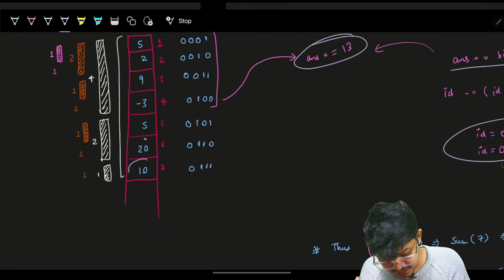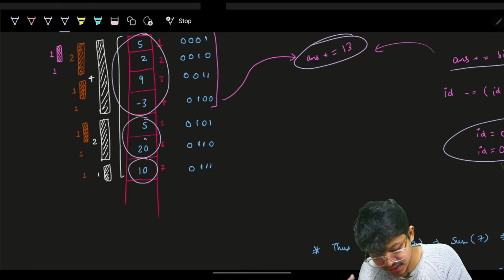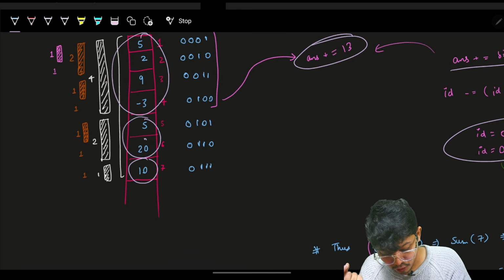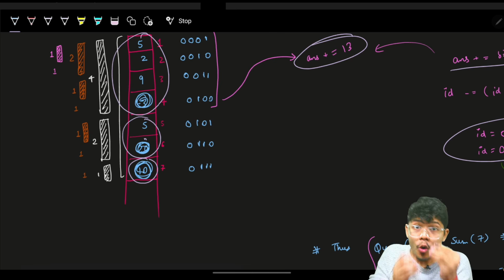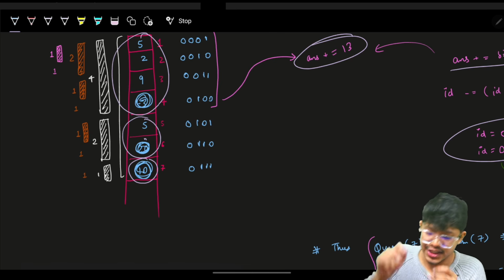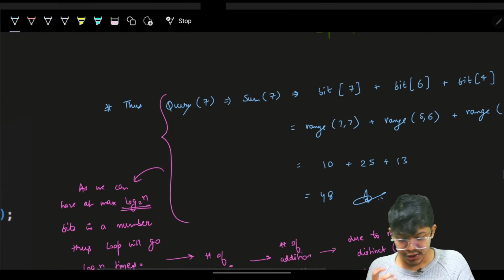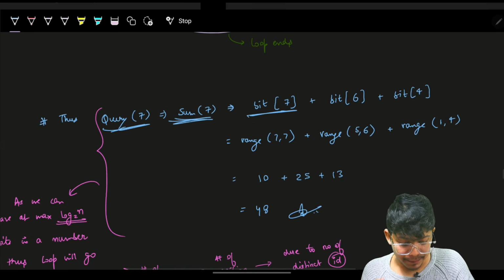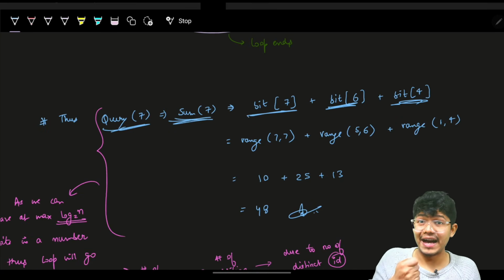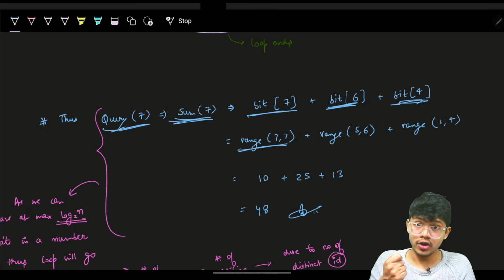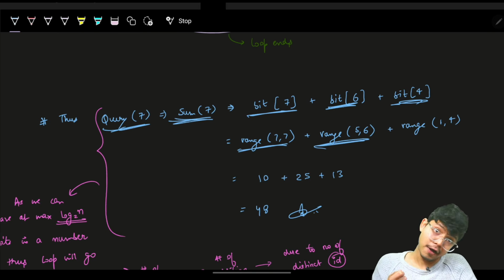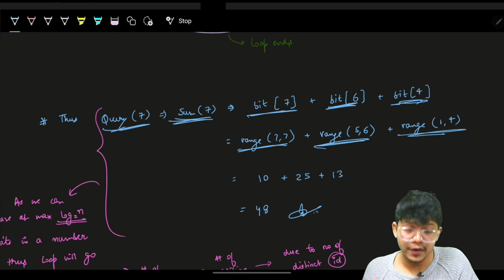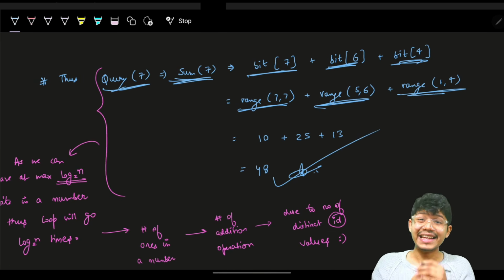Again, you added this range, and this range, and for these ranges I got this value from my bit, this value from my bit, this value from my bit, which stored the value for those specific ranges, and that's how you can simply solve it. So your answer, the query for 7, became bit of 7, bit of 6, and bit of 4, which were range 7,7, range 5,6, both inclusive, and range 1,4. And that's how you got the range values.